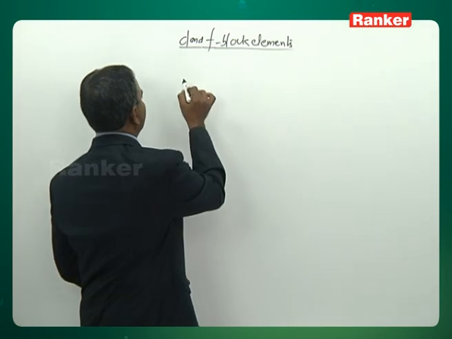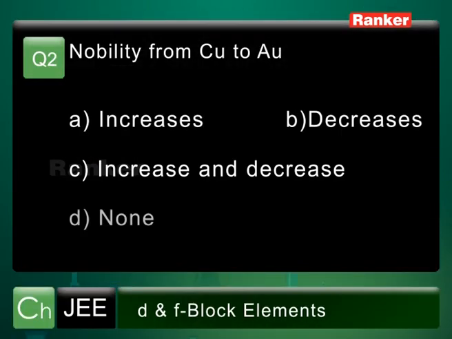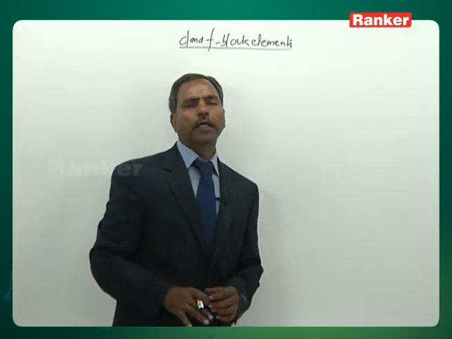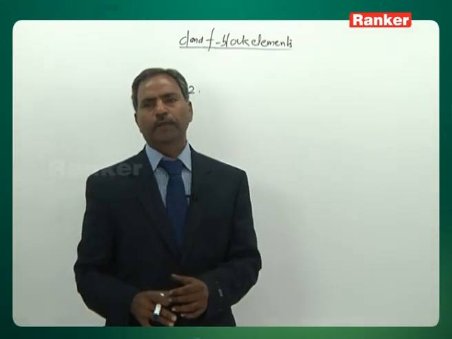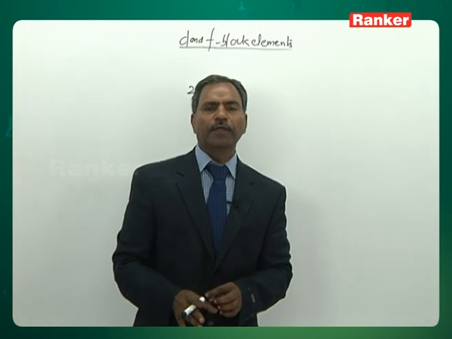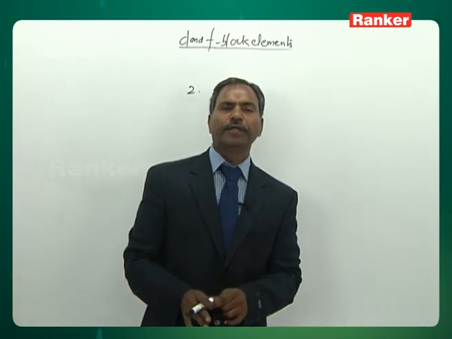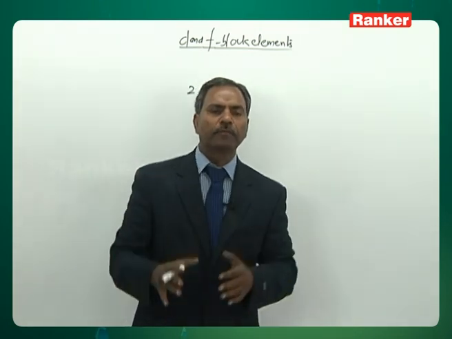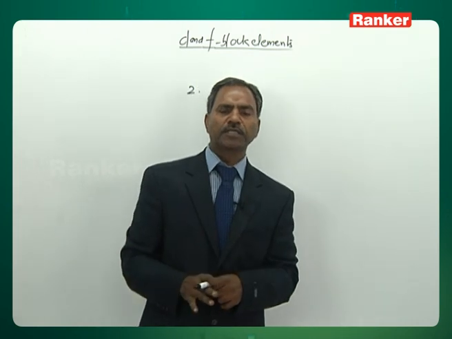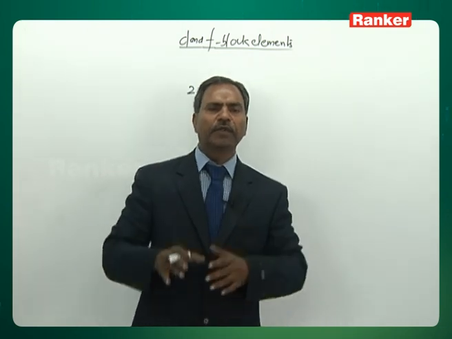See question number 2: nobility from copper to gold. Option A is increases, B is decreases, C is increases and decreases, and the fourth option is D, none. Nobility from copper to gold actually increases. From top to bottom, the mass number is increasing, copper to Ag, Ag to Au. For these coinage metals, copper, Ag, Au, the nobility is increasing.